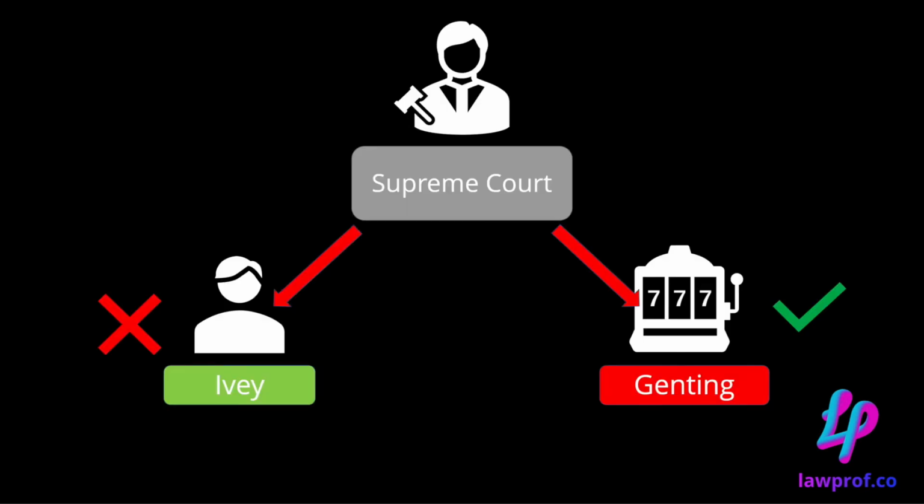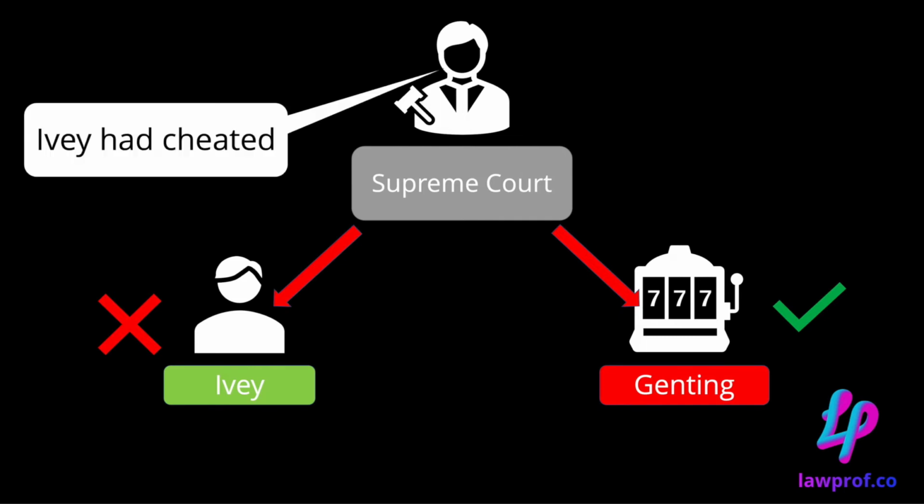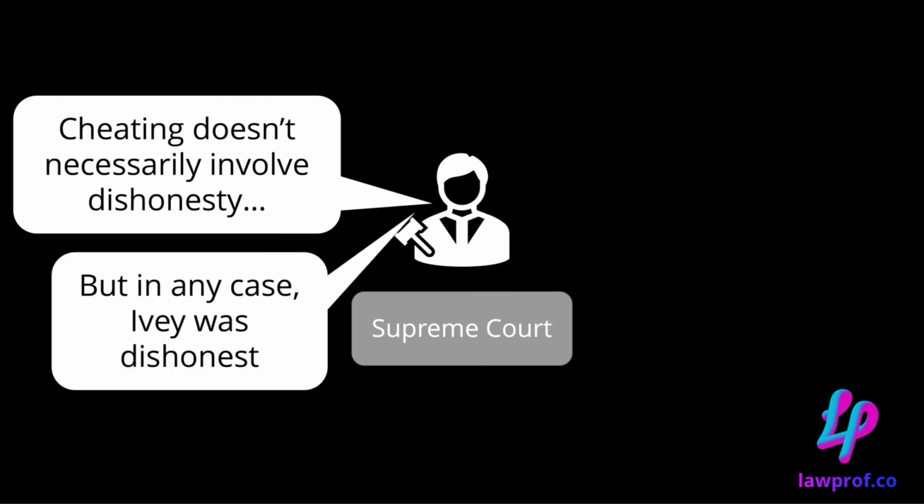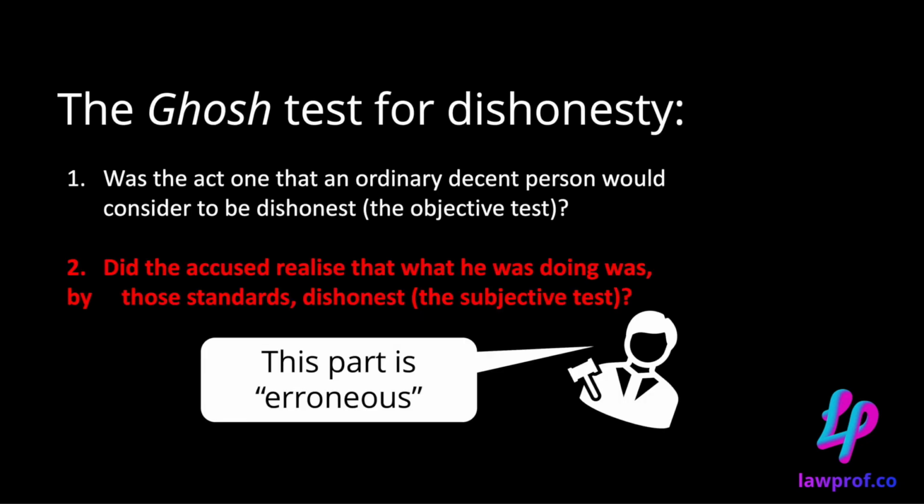The Supreme Court dismissed the appeal and found that Phil Ivey had cheated. The concept of cheating does not necessarily involve dishonesty, but even if it did, Phil Ivey's claim would also be denied, since the second limb of the Ghosh test is, according to the Supreme Court in obiter, erroneous.